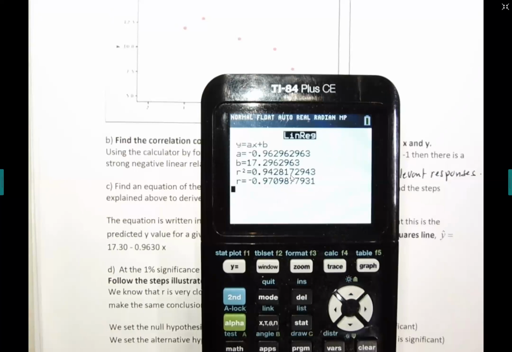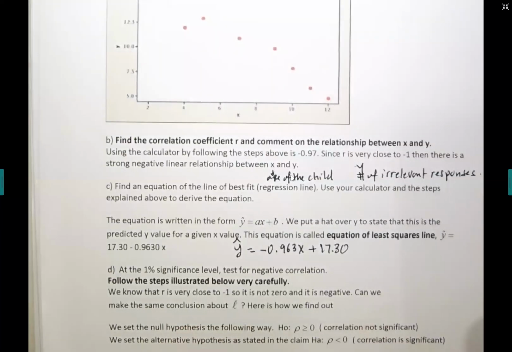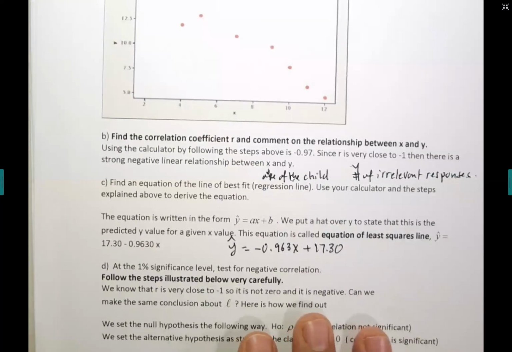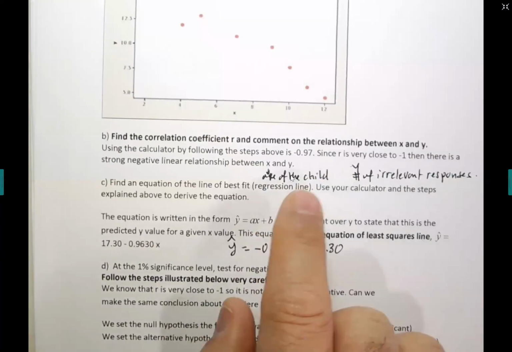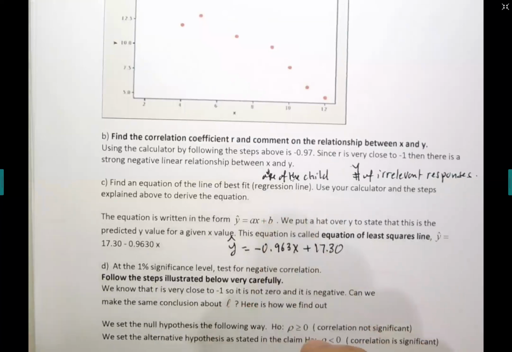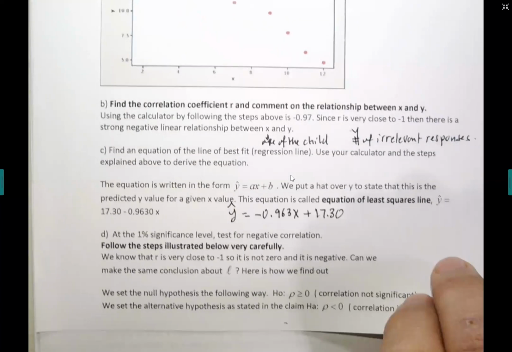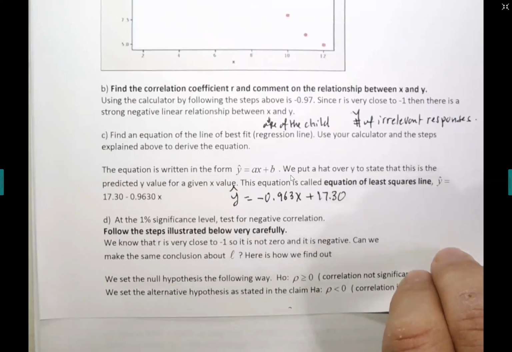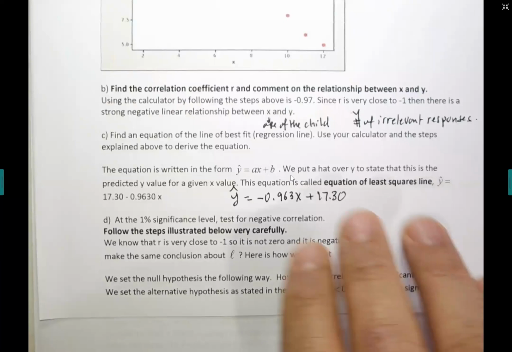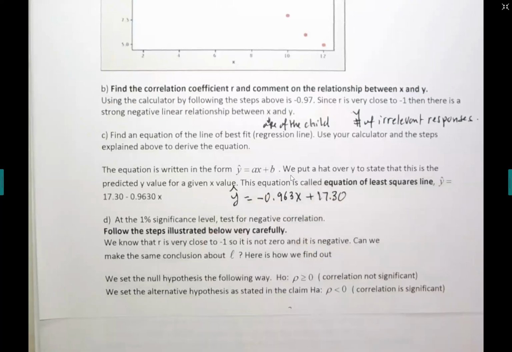Okay? Now, we decided that we think that there is a strong negative correlation, or relationship, between the age of a child and the irrelevant response based on the sample. So let me tell you about part D, guys. Please just bear with me for a few minutes until I explain this, and we'll go from there. It says at the 1% significance level, test for negative correlation.